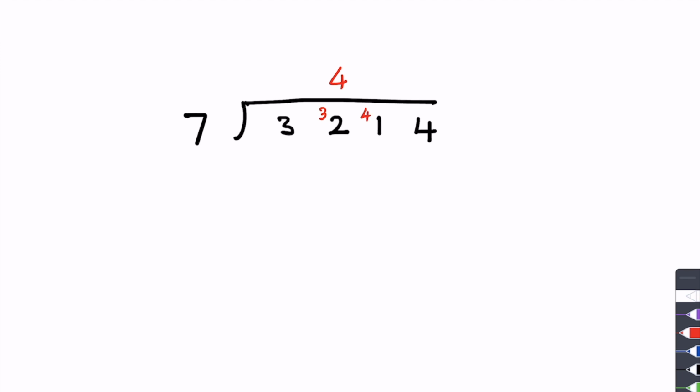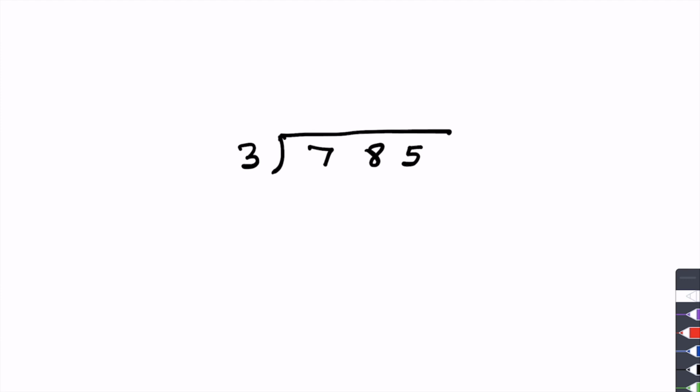How many 7's in 41? Well, there are 5 7's, because 5 7's are 35, that gives me a remainder of 6. How many 7's in 64? The answer is 9, because 9 times 7 is 63, remainder 1.